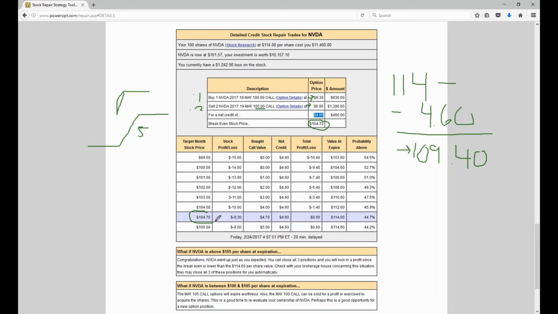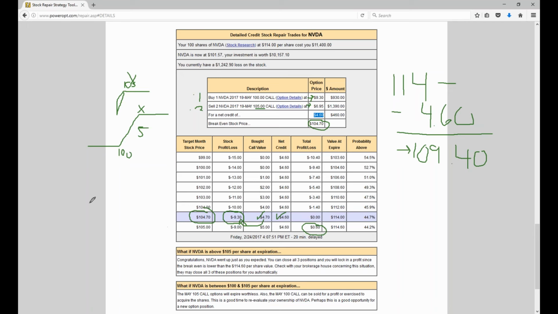So what happens if our stock is at 104.70? Well, we have a loss of $9.30 on the stock. We own a 100 call and we've sold two 105s. So our two 105s expire worthless at May expiration, and our 100 call is worth $470. We could sell to close the 100 call for $470, and remember we did this at a credit at $460. So here we are, 104.70, back to break even. We've countered the $9.30 loss on the stock, and of course if it's trading right at 105, we have a max profit of 60 cents.